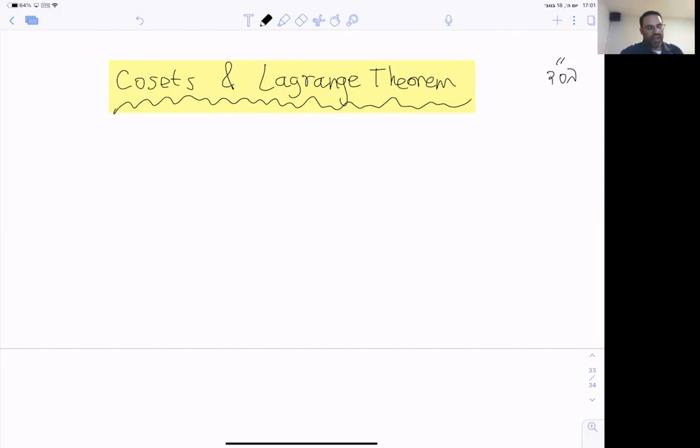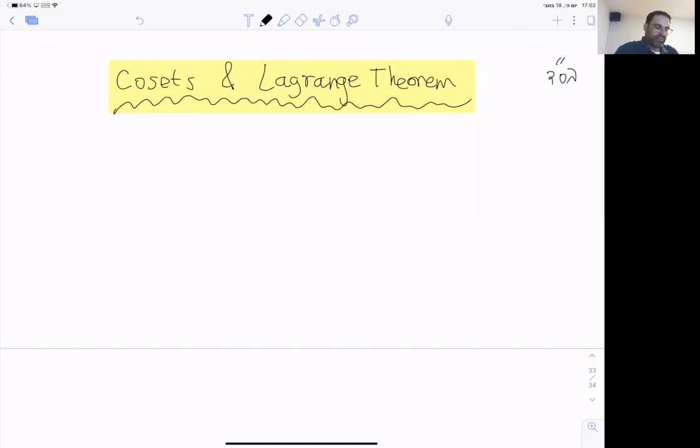So last week we talked about the order of an element. We said it's the least power that takes it to the neutral element, if there exists such a finite power. Okay, if not, it's just infinite.